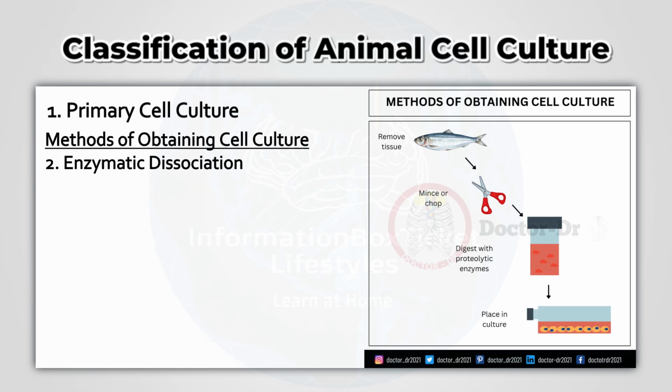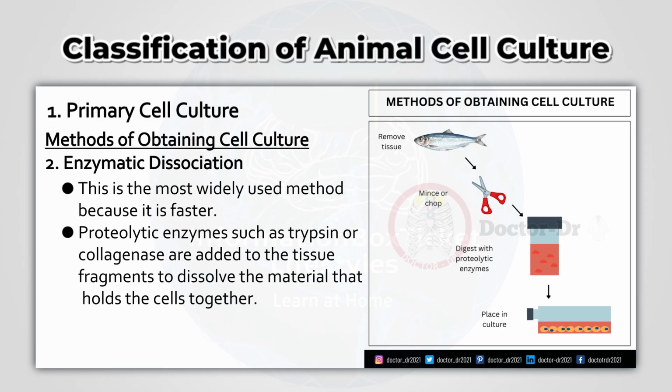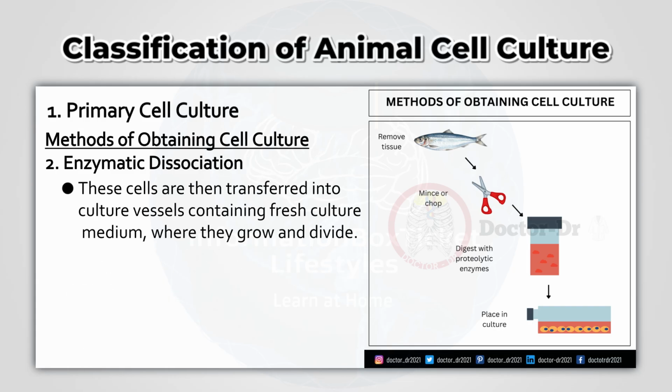2. Enzymatic dissociation. This is the most widely used method because it is faster. Proteolytic enzymes such as trypsin or collagenase are added to the tissue fragments to dissolve the material that holds the cells together. This process creates a suspension of single cells. These cells are then transferred into culture vessels containing fresh culture medium, where they grow and divide.